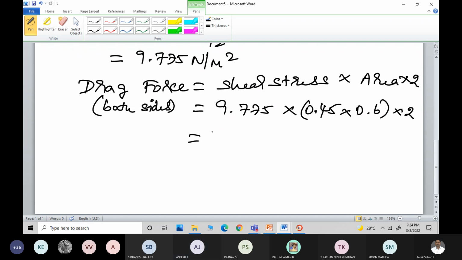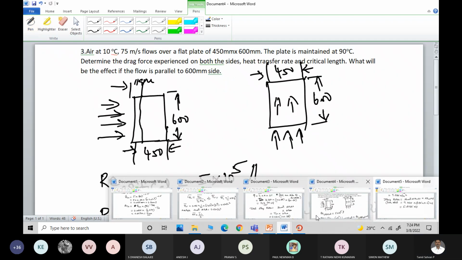2785. Is it correct, students? Yes, sir. Newtons. Okay, so we have found this. Now, what is the next one asked? The next one is heat transfer rate. Critical length we have found out. The last one is heat transfer rate.